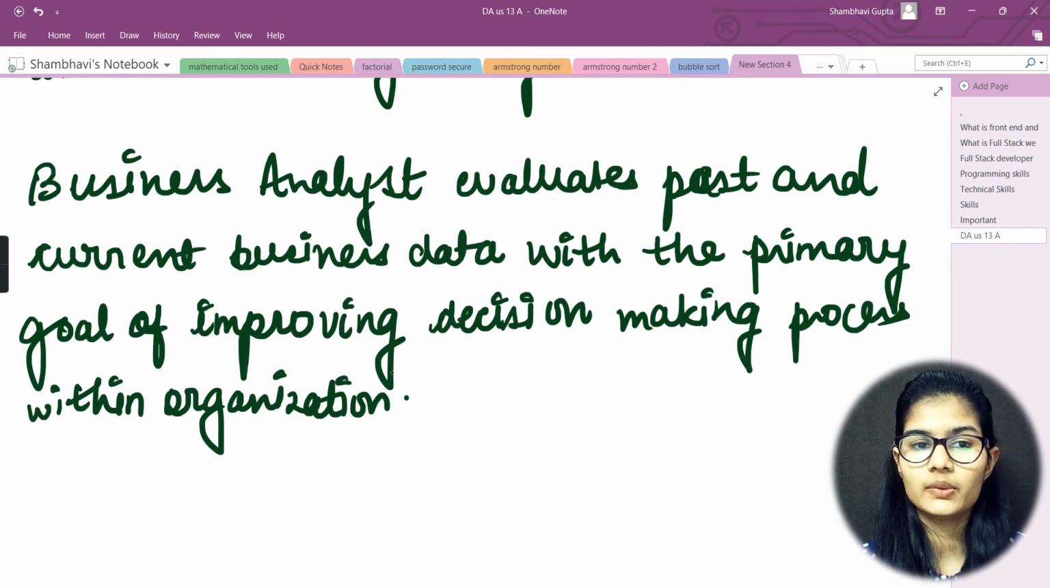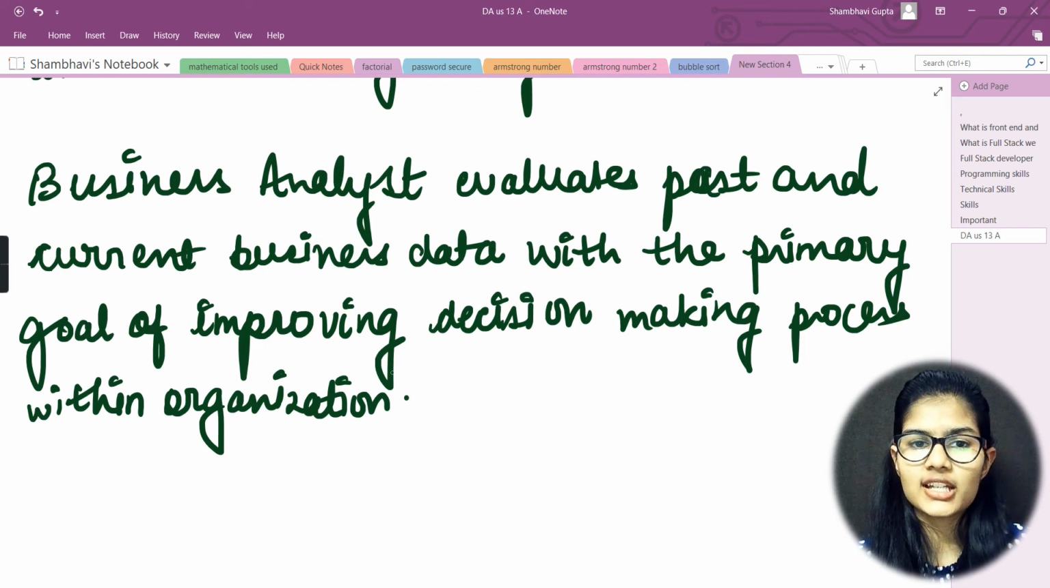A business analyst evaluates either past or current business data. And what's the goal for a business analyst? The goal is about improving the decision making process within that organization. Let's say in the past data which a business analyst has seen, there was a decision taken to launch this product, or a decision was taken to modify that product. Okay, and now in the current data which they are looking at, that respective product is not getting too much reach, or that product is not making much sense.